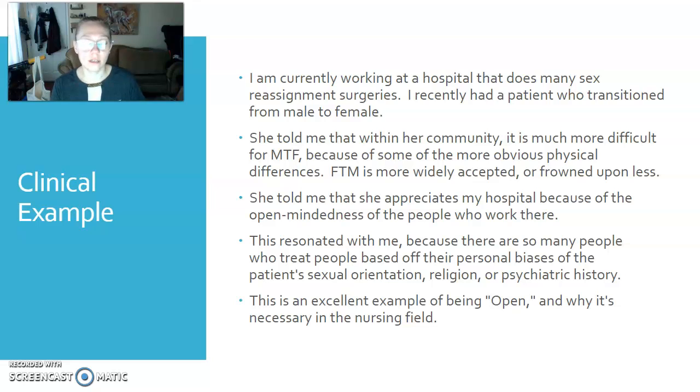For me, that really resonated with me because there are so many people who are treated differently based off of the personal biases of the care provider. And within this field, I feel like it's wrong. You know, we're here to help this person regardless of whether or not we agree. And I think that this is a perfect example of being open and having an open mind and open heart.